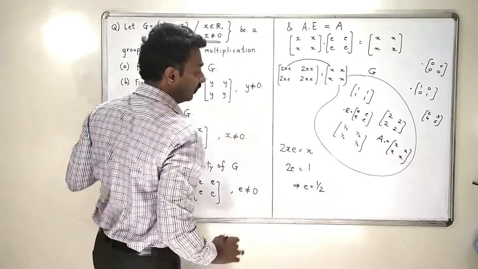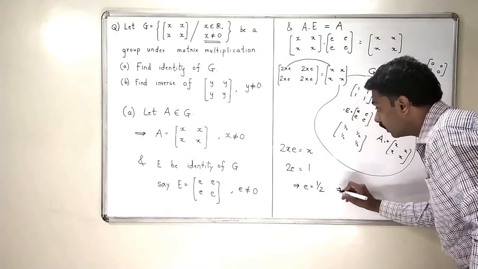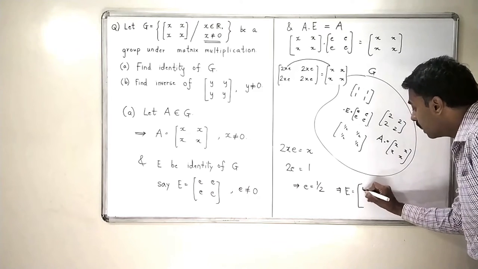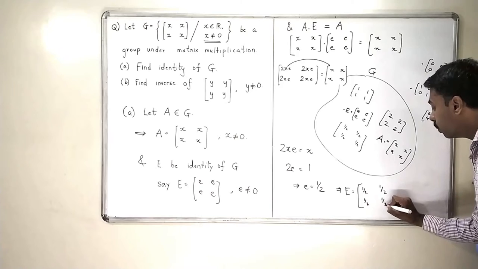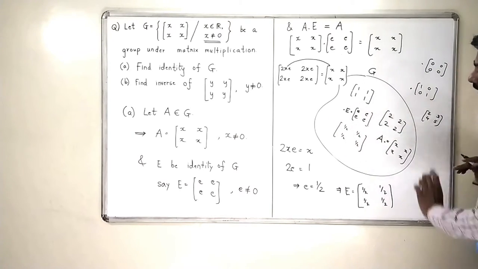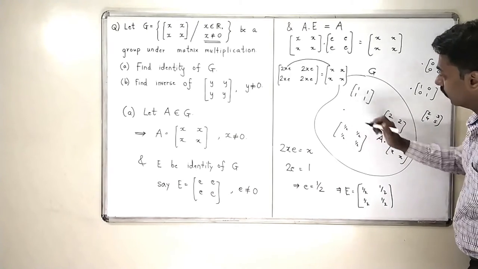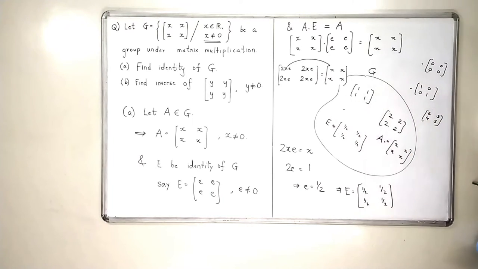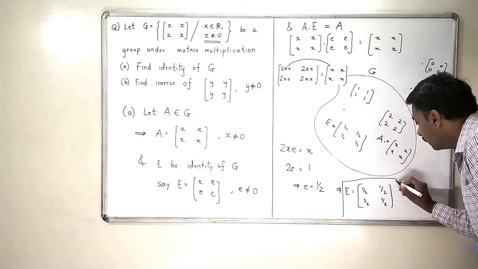E is half. Therefore, what is our matrix capital E? Matrix capital E is how much? Half. So in this group, I understand that this matrix half is the identity of this group. So this matrix is actually our E matrix. Correct? So we have found out the identity in this group.